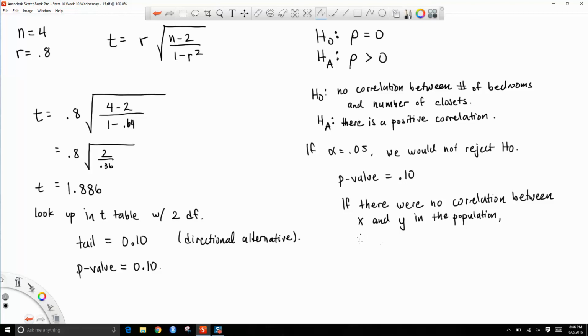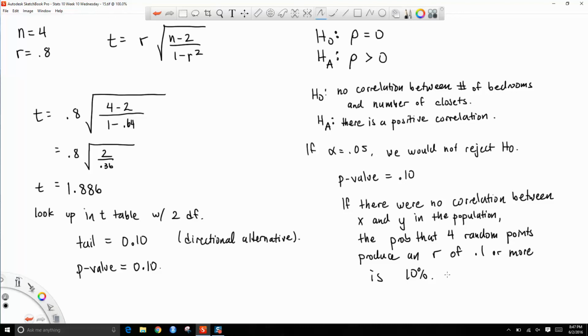Okay? So the probability that 4 random points produce an R of 0.1 or more is 10%. Okay, our p-value.